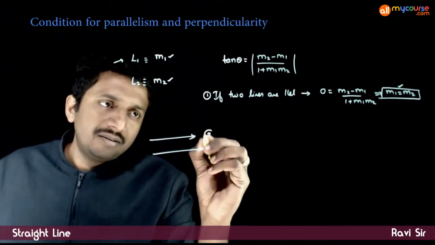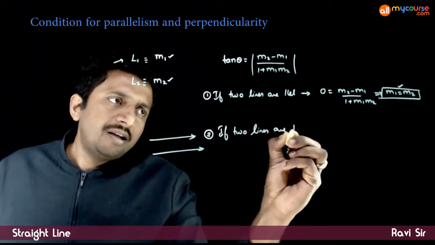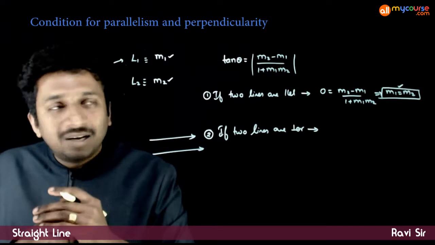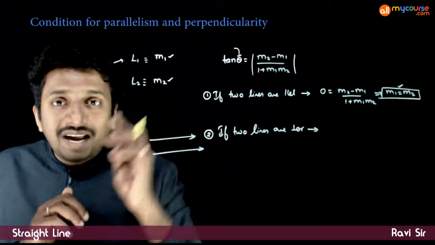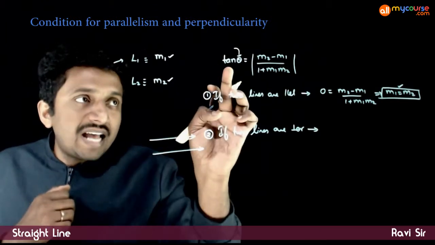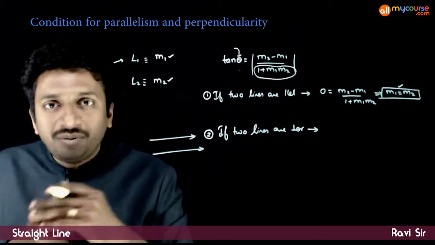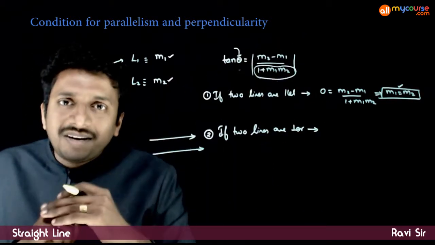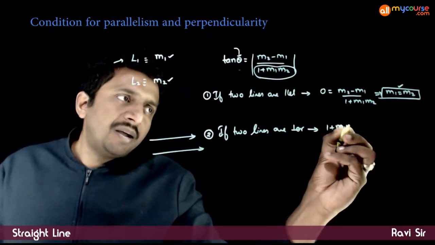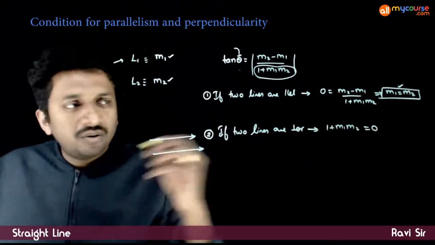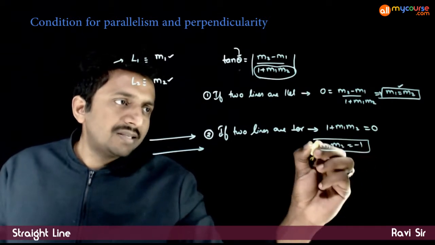Next, if two lines are perpendicular, then what? That means the angle between them is 90 degrees. Obviously tan 90 is undefined. That means if the angle is 90, the denominator has to become 0. Then only this will become undefined, right? So if two lines are perpendicular, 1 plus M1 M2 has to be equal to 0. This implies M1 M2 has to be equal to minus 1.